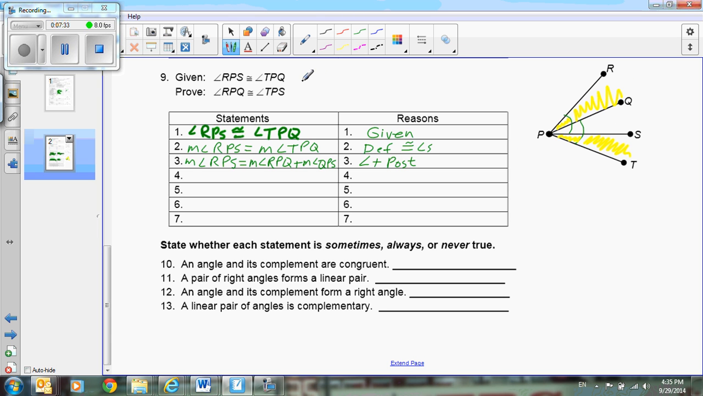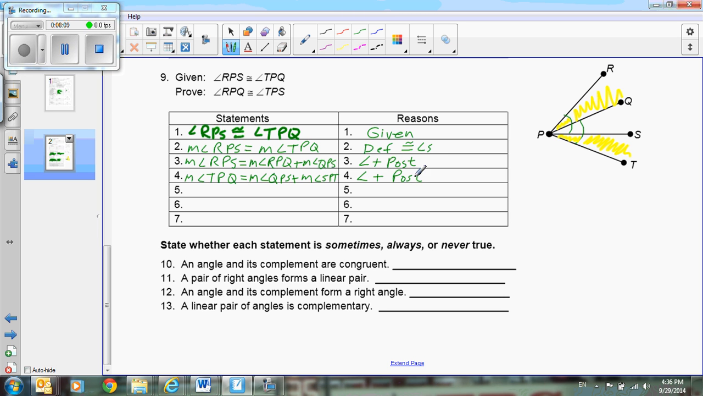Now, the same thing can be true about our other angle in the given statement, that TPQ, the whole thing, is equal to the sum of its parts. So we're going to say that the measure of angle TPQ is equal to the sum of its parts. That would be the measure of the white angle, angle QPS, plus the measure of angle, the other part, SPT. Now that reason is the same, the angle addition postulate.